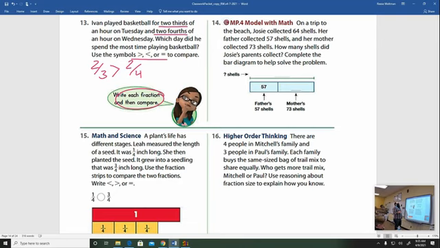Now, number 14. On a trip to the beach, Josie collected 64 shells. I'm going to start doing some underlining, right? Physically, Josie collected 64 shells. Her father collected 57 shells. Her mother collected 73. The question is, this is important. How many shells did Josie's parents collect? Complete the bar diagram to solve.